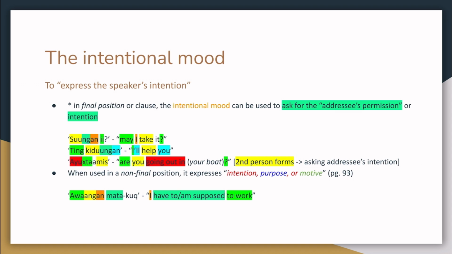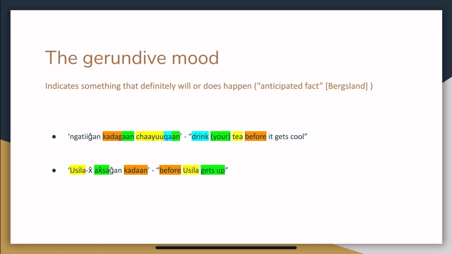When it's used in a position that's not a final position, it can express intention, purpose, or motive, as directly quoted by Bergsland. So awa means to work. Ang is that intentional mood marker, and then on is I have to, and then mata means that you have to, or that you're supposed to do something. I have to work.